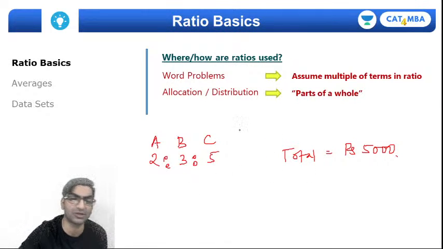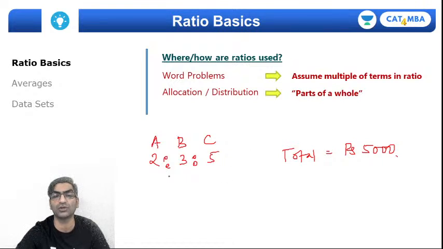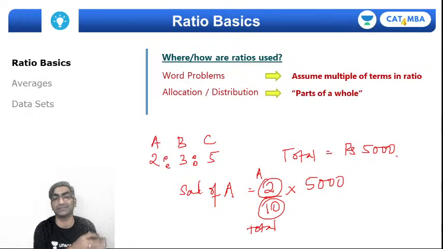So if you want to distribute this total money amongst A, B and C, then parts of a whole says, since you want the salary of A, A earns 2 parts out of a total of 2 plus 3 plus 5, 10 parts. So 2 out of 10 parts in 5,000. How many parts does A get and how many parts are total, both of these values come from the ratio itself.